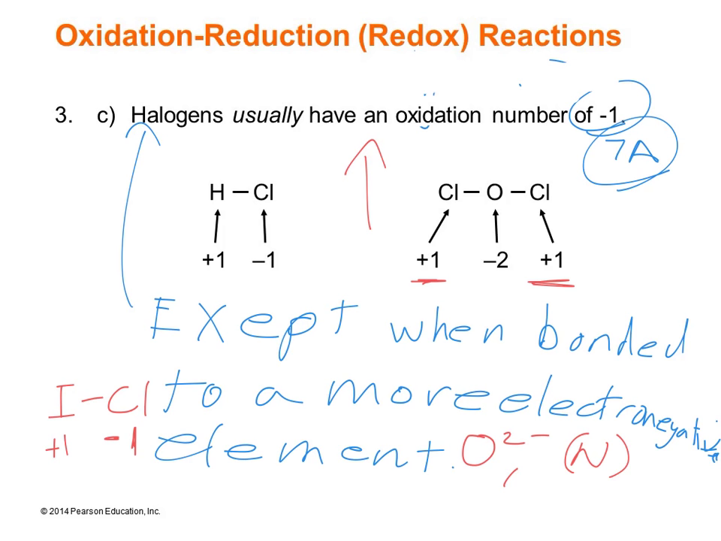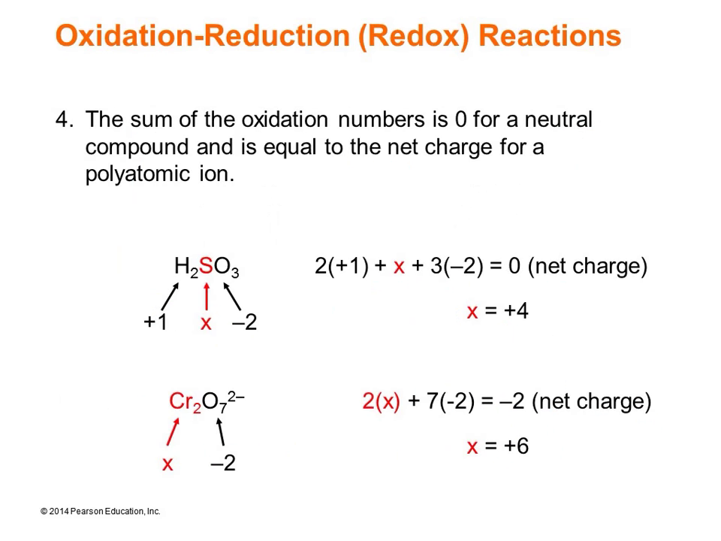That brings me to something else that we haven't mentioned. The sum of the oxidation numbers is 0 for a neutral compound and is equal to the net charge for a polyatomic ion. In other words, if you run into an element not covered by one of those rules we've just discovered, you can always figure out its oxidation number by doing that same math you used to determine the charge on a metal in an ionic compound.